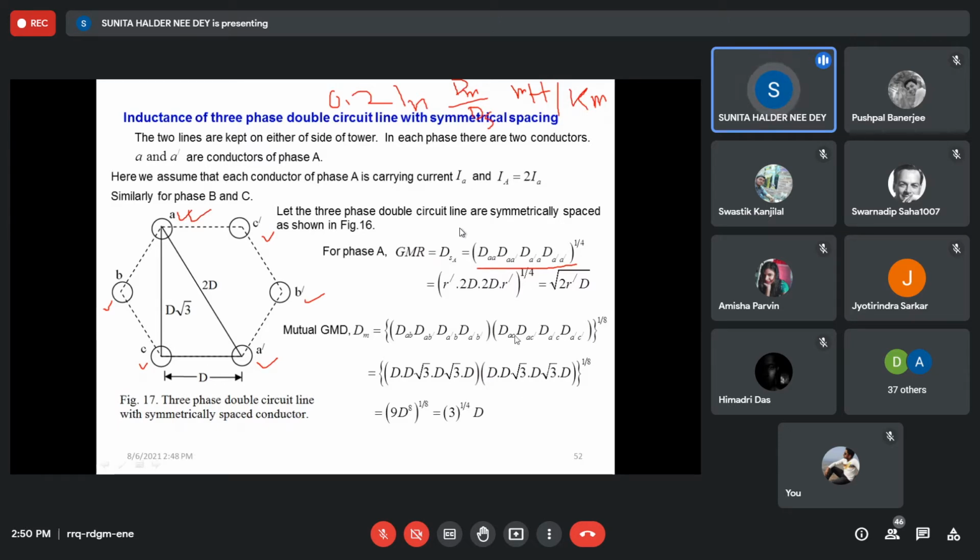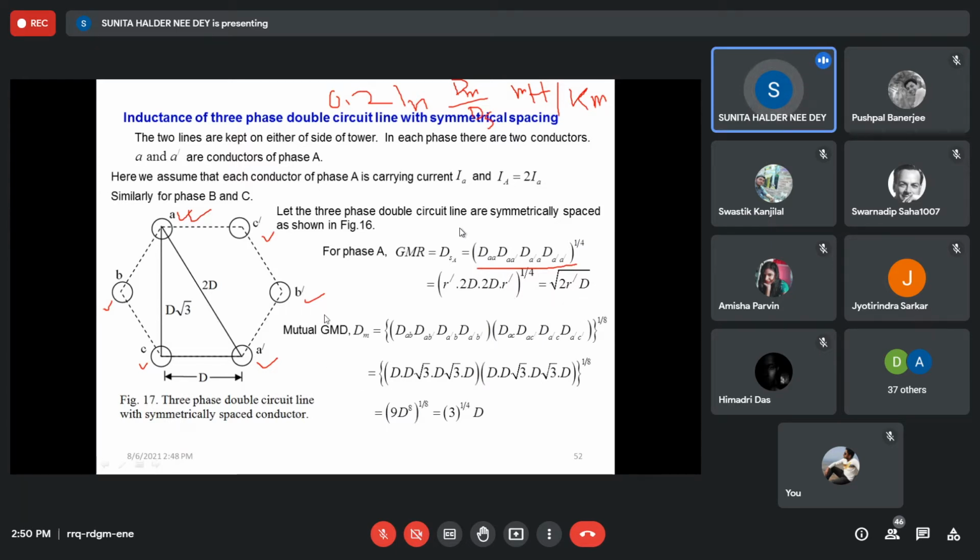Now we just put the values. Then it is R dash, DAA dash is D. D is each side of the hexagon, or the distance between two consecutive conductors. And DA dash A again is D, and it is R dash. So we can find out the GMR.